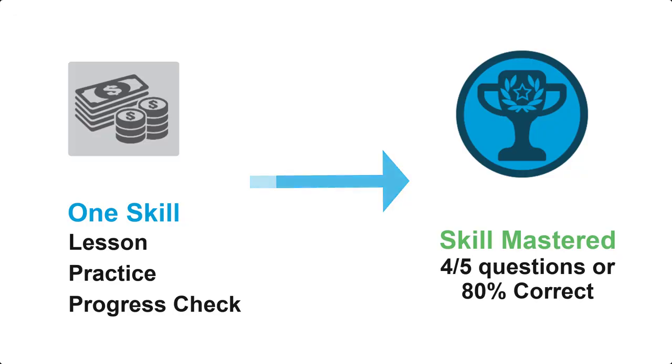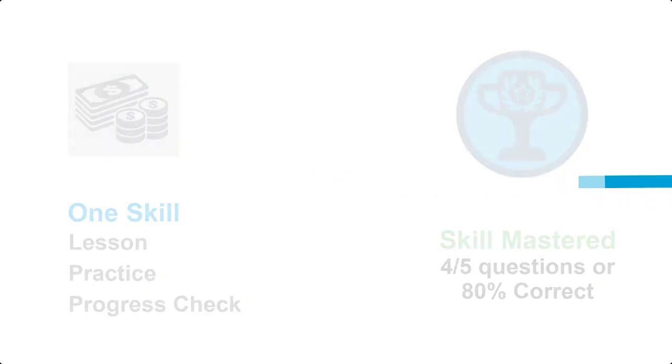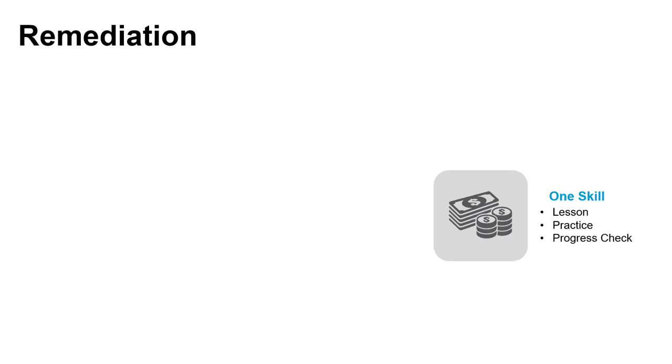In order to move forward, the student must achieve an 80% or above to earn a trophy, which enables the student to monitor their own progress. For students who don't reach mastery on the progress check by scoring less than 80%, the learning path provides remediation. In this example, the money skill, the student scored less than 80%. If it's the first time the student fails the progress check, the student has another opportunity to redo the activities and retake the progress check. If the student fails the progress check twice, automatic remediation kicks in.